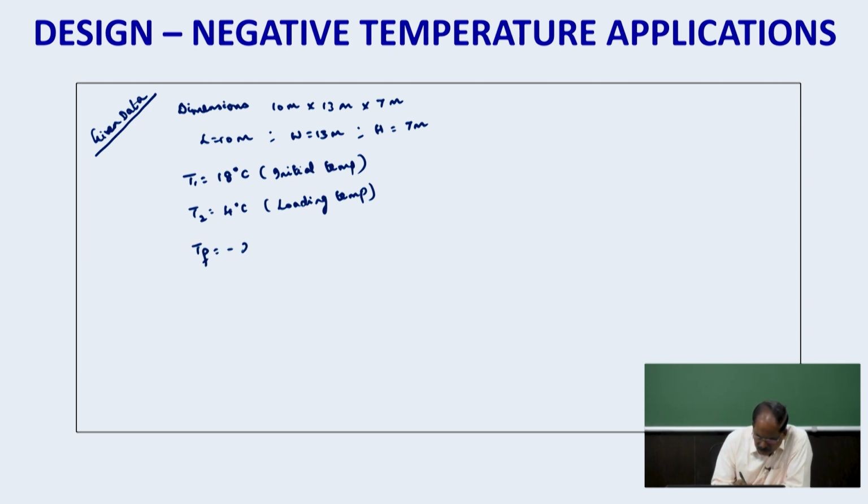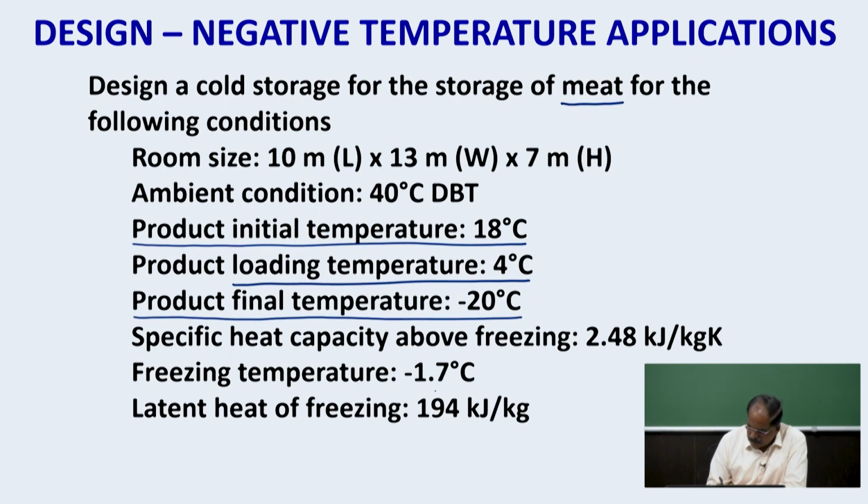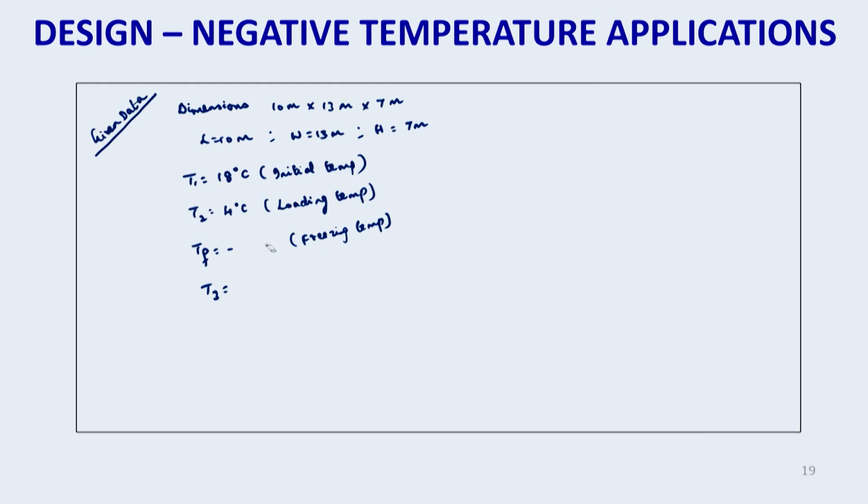TF is equal to minus 2.2 degrees centigrade, freezing point or freezing temperature. Let us write freezing temperature. And T3 is also given. Freezing temperature is minus 1.7. Product final temperature is minus 20. This is not 2.2, this is minus 20, the final temperature.